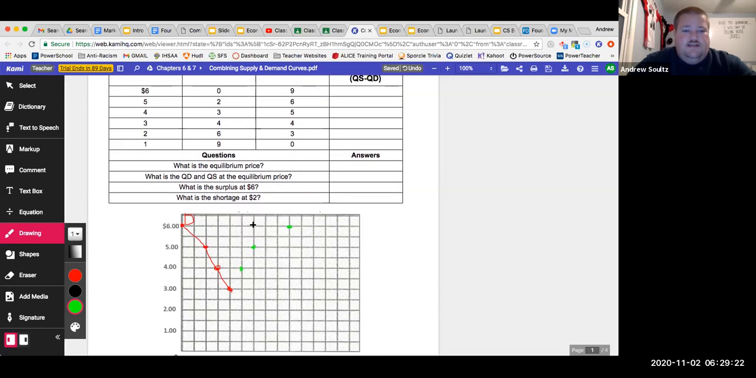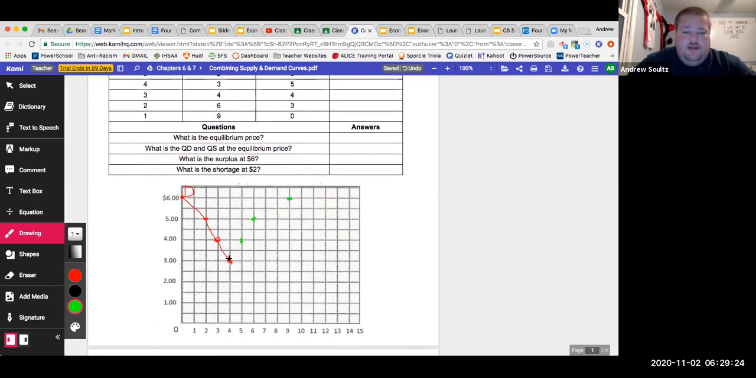And then when the price is 3, the quantity supplied is 4. Once you graph the rest of those points, draw a supply curve. Just imagine it goes like that. You can see that with our supply and our demand curve drawn, we should be able to find equilibrium. Equilibrium price would be 3.